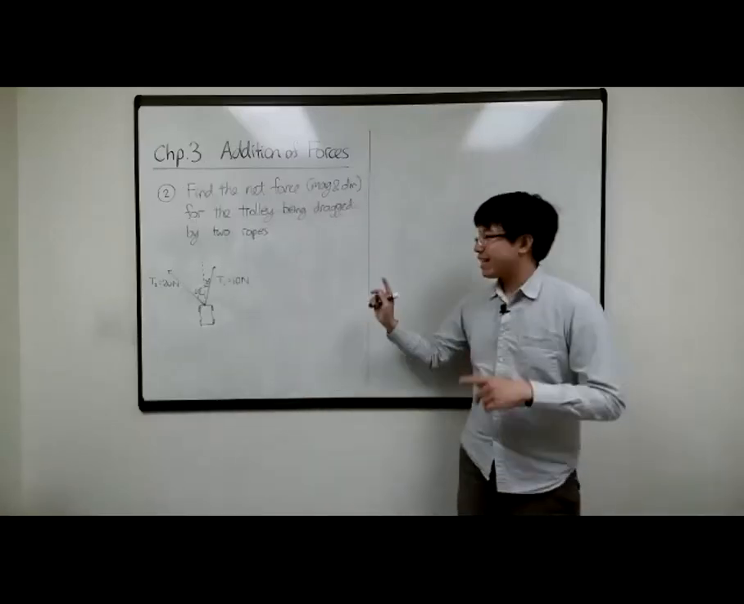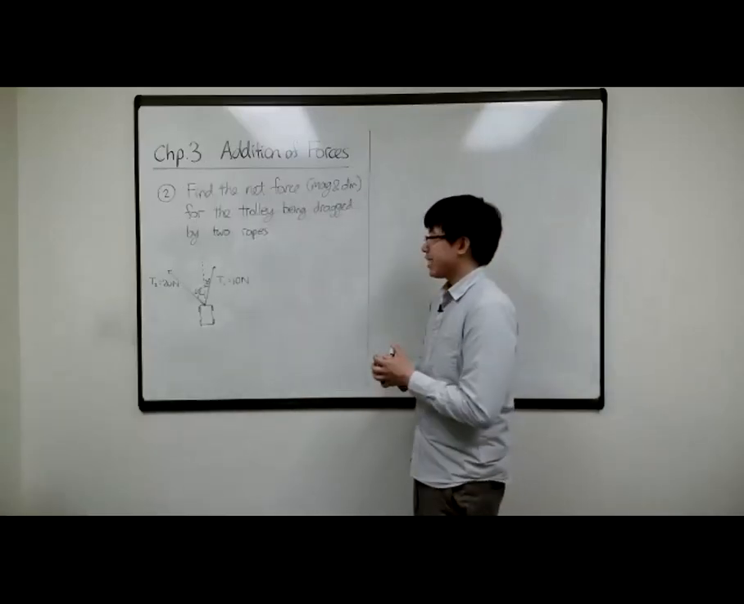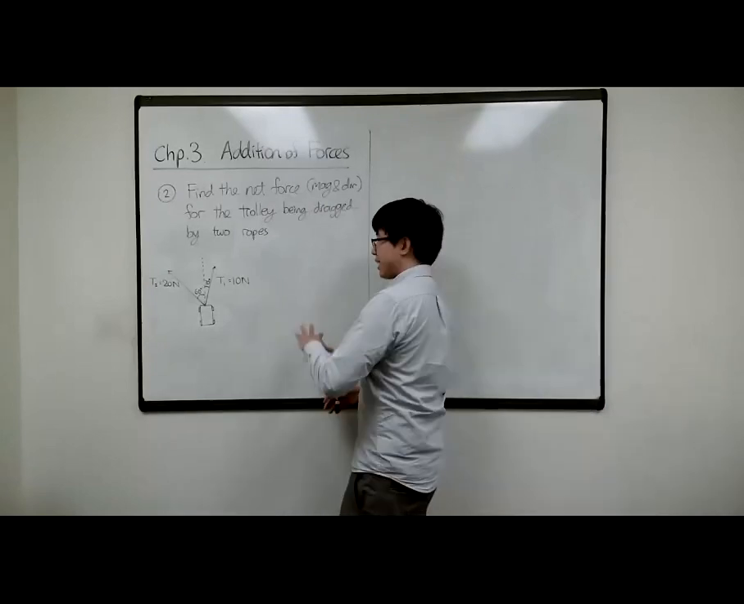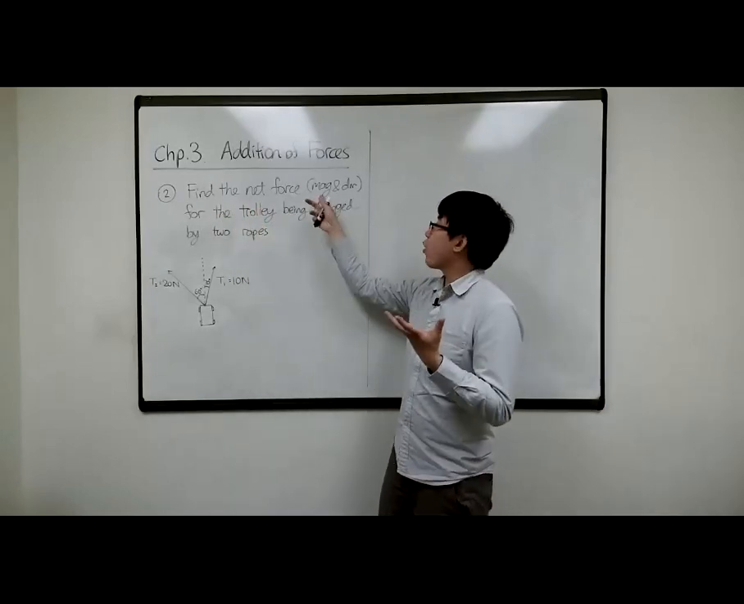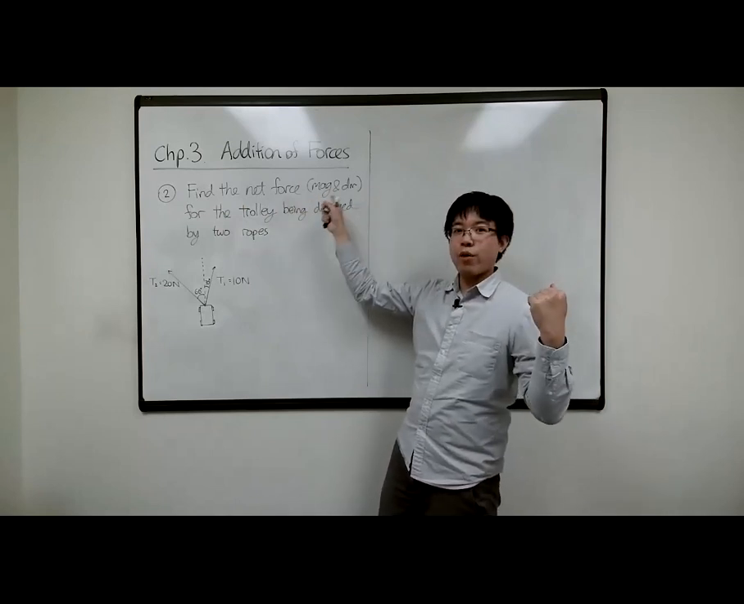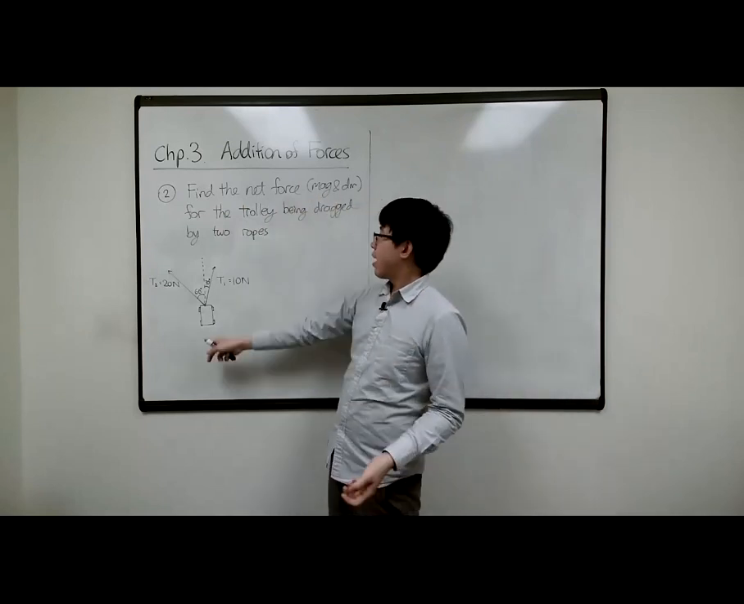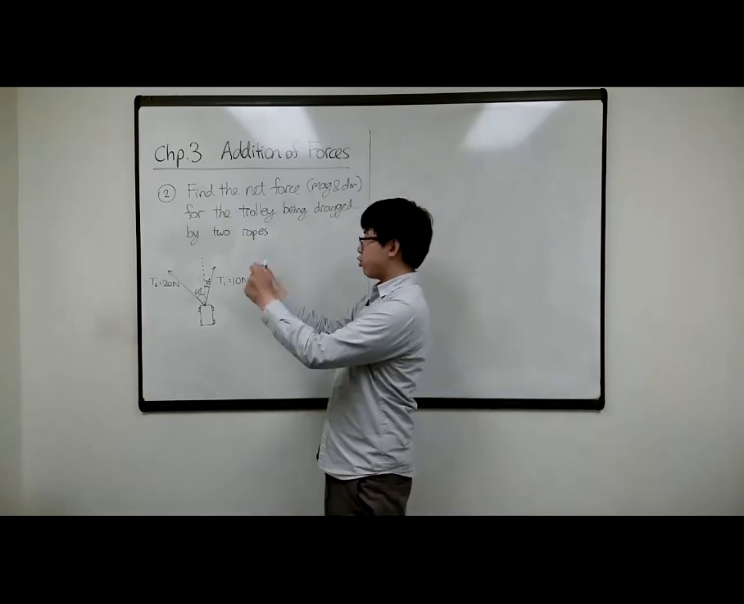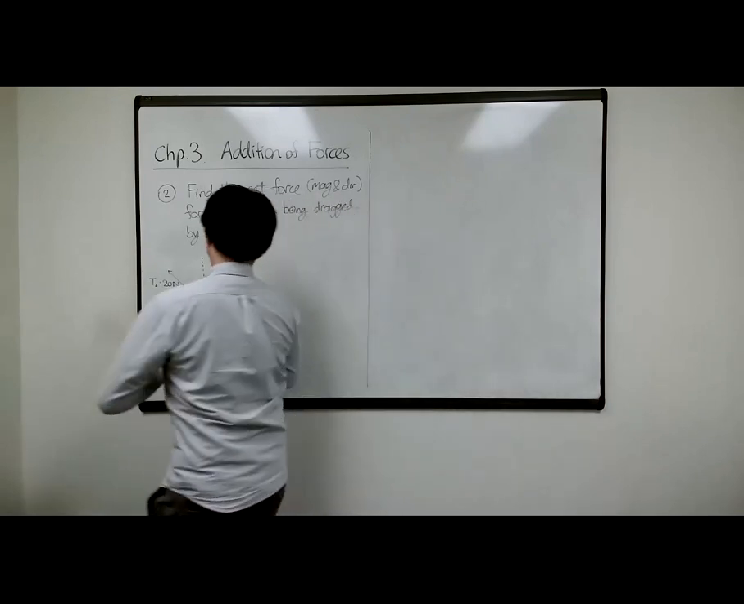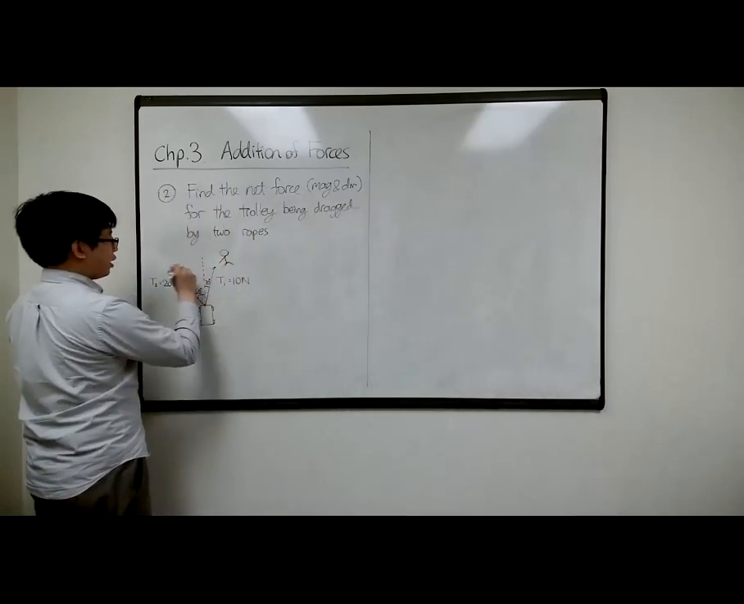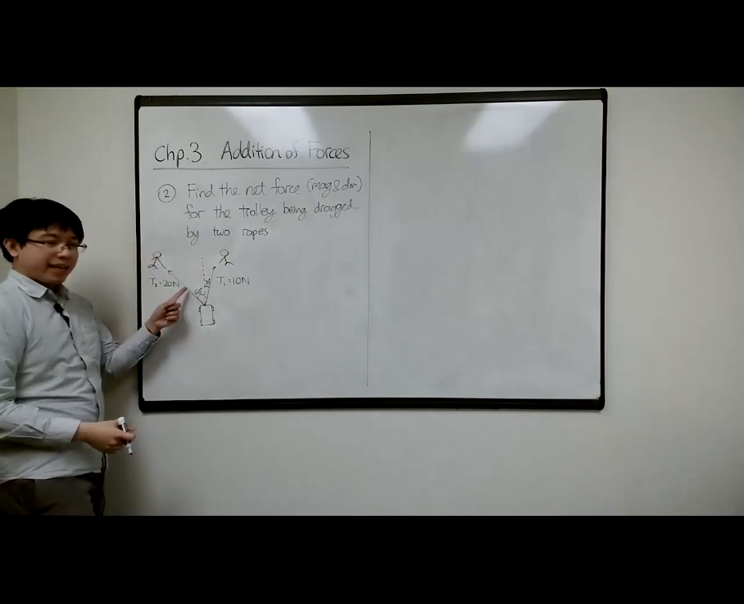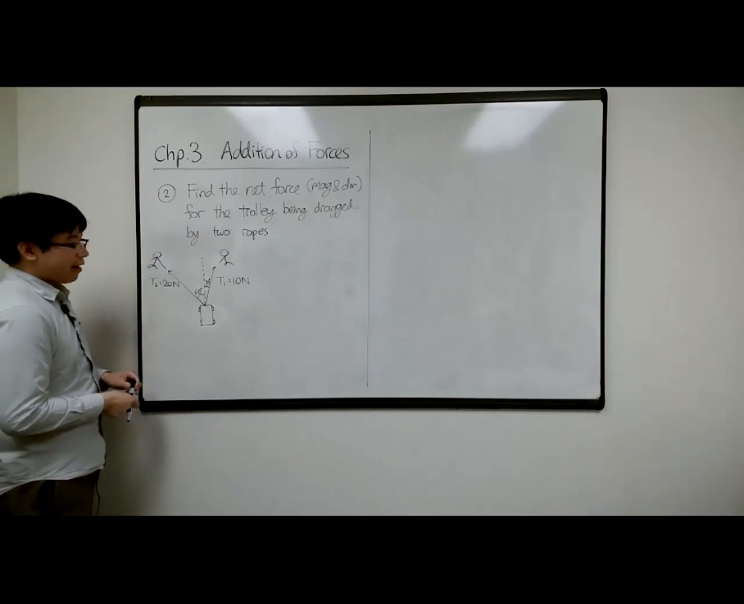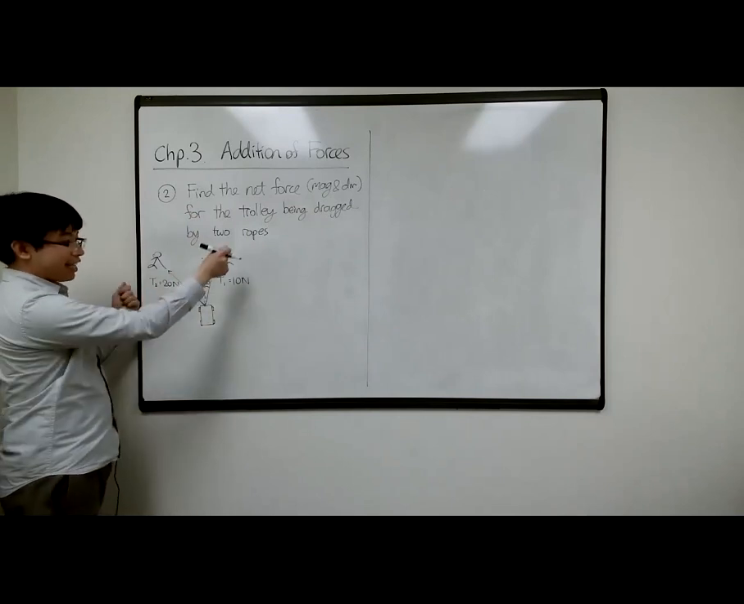Okay, so let's look at a second example and see if we can apply the same techniques. This one says find the net force, and always when someone asks you force, always magnitude and direction together, for the trolley being dragged by two ropes. So it could be just two people dragging it like a tug of war kind of thing, pulling it. They are dragging with different degrees and different tension as well.